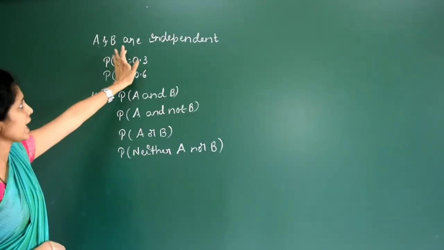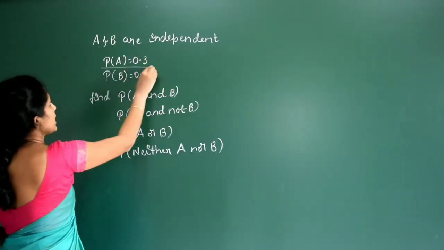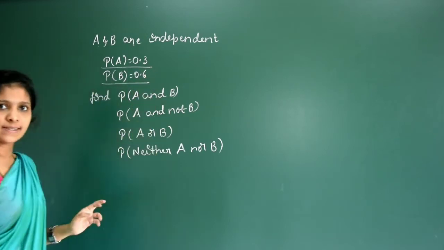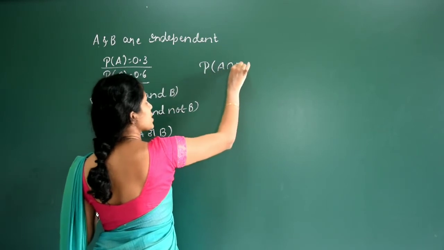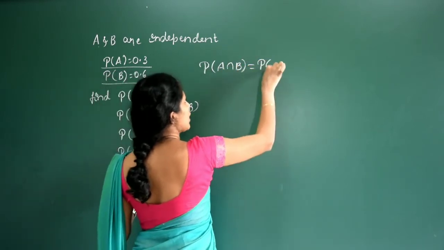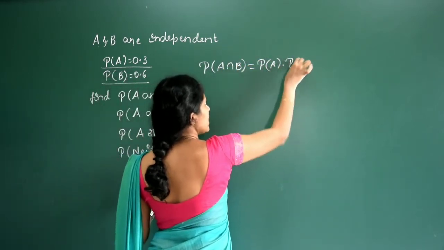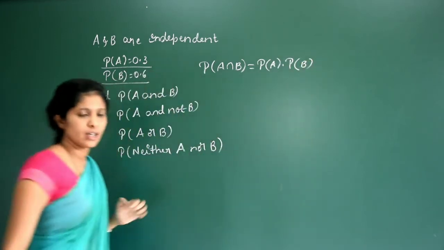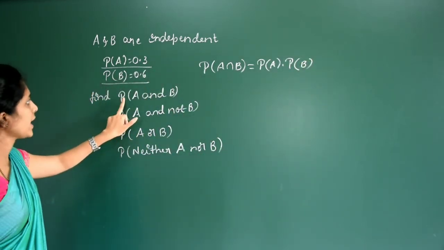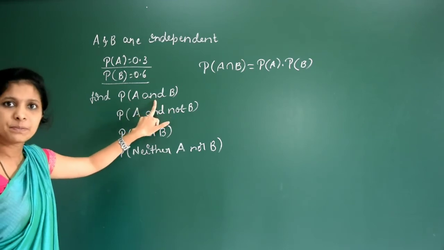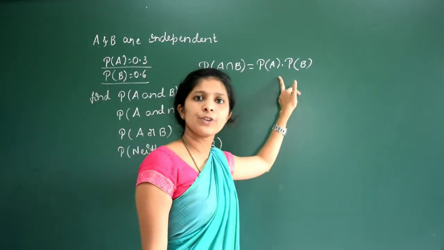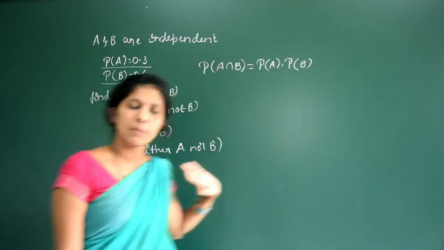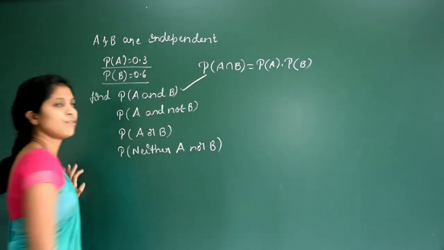Okay. A and B are independent. The value of P of A is given, P of B is given. Since they are independent, what can we write? P of A intersection B is equal to P of A into P of B. This condition is also given. Now, what is the first problem? Find P of A and B. That means P of A intersection B, right? It will be equal to P of A into P of B. Just you have to multiply this, so that you will get P of A and B.